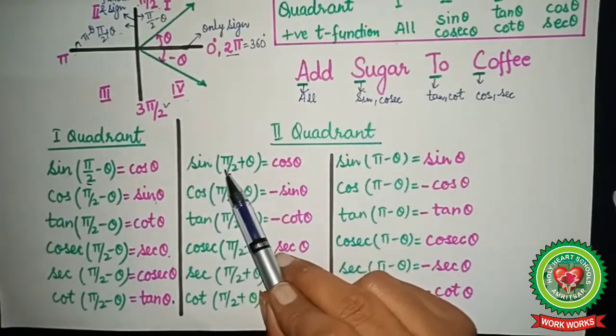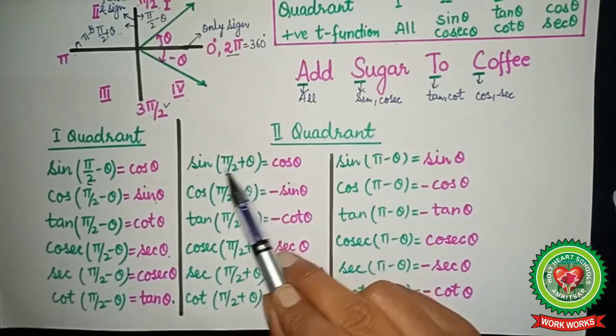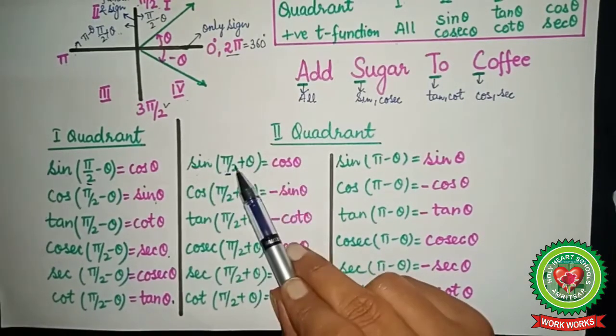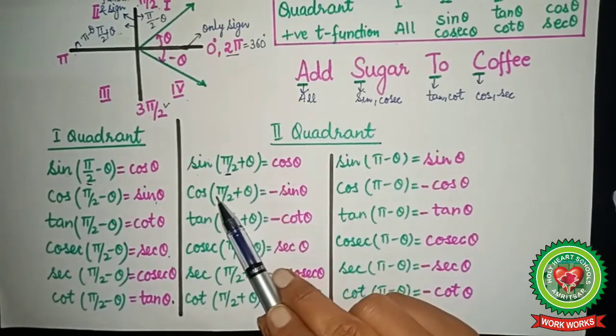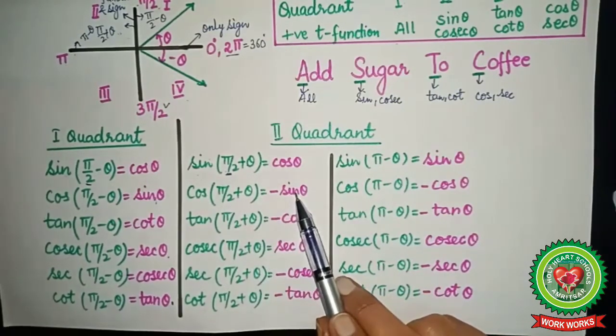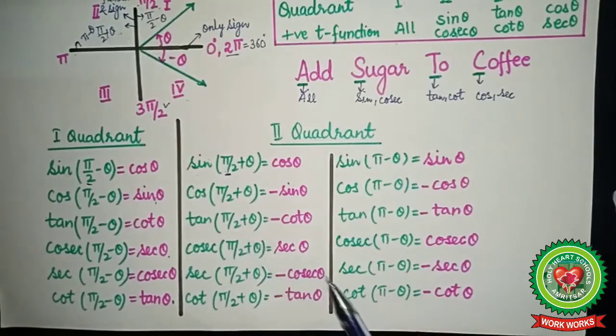So first will become sin(pi/2 + theta). The function changes to cos because it is in the second quadrant, and it will be positive. So cos(pi/2 + theta) is minus sin theta. Tan(pi/2 + theta) is minus cot theta.